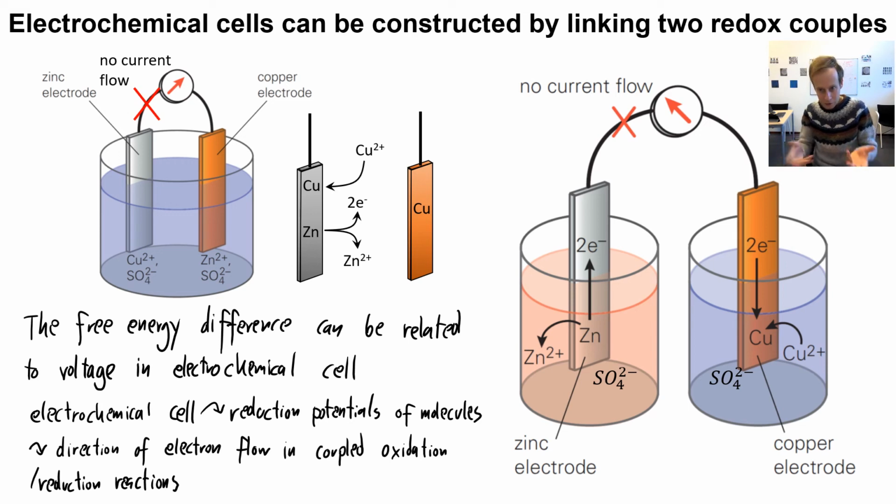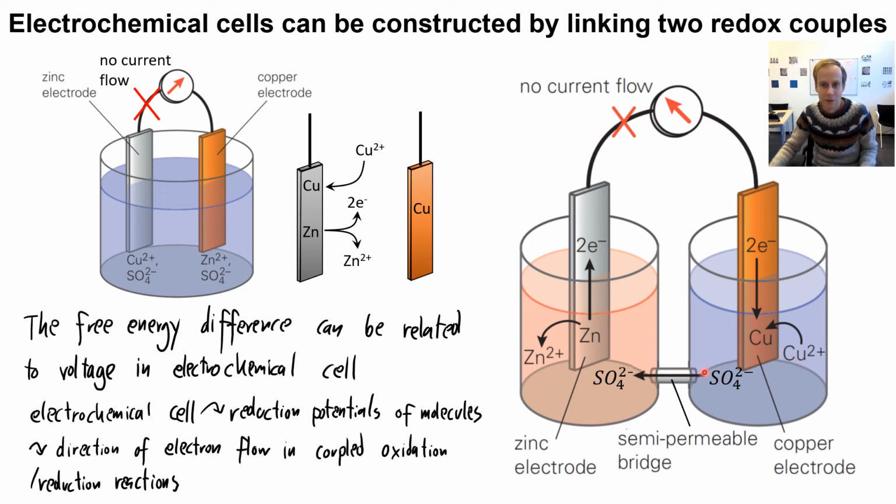So we need to also now in this system provide a passageway for the sulfate anions, so that when more cations are generated here, they can be neutralized by sulfate anions entering in here. And that's realized via a so-called salt bridge, or this semi-permeable bridge. The bridge is made of a gel typically, or a ceramic material, which only allows the sulfate anions to go through, but not the zinc cations nor the copper cations. It's only permeable for the sulfate.